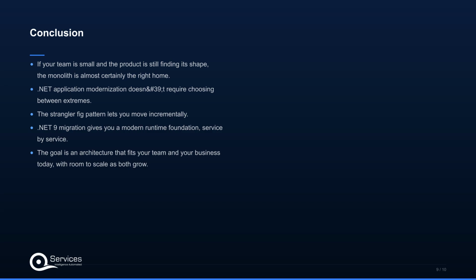If your team is small and the product is still finding its shape, the monolith is almost certainly the right home. .NET application modernization doesn't require choosing between extremes. The strangler fig pattern lets you move incrementally. .NET 9 migration gives you a modern runtime foundation, service by service. The goal is an architecture that fits your team and your business today, with room to scale as both grow.